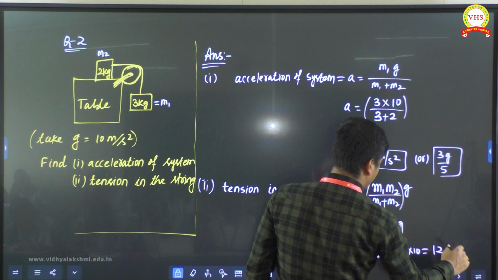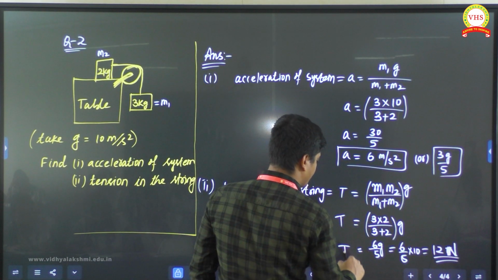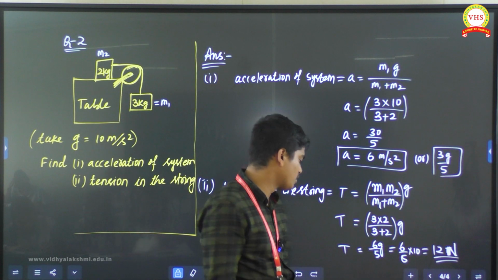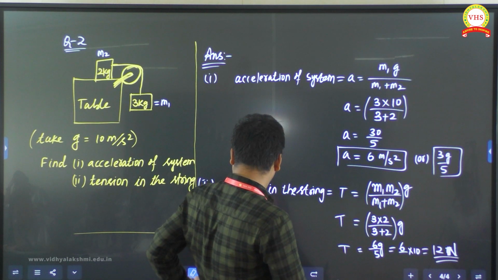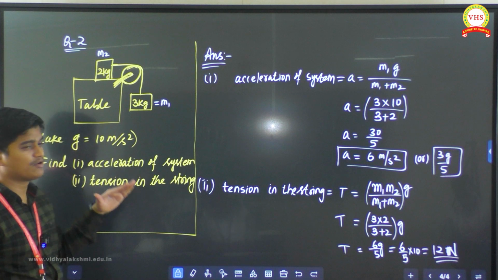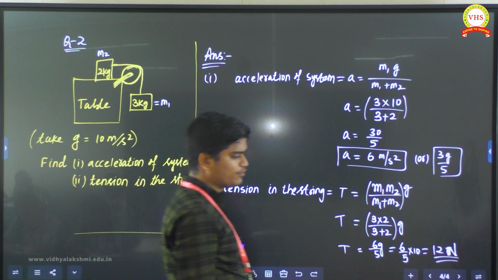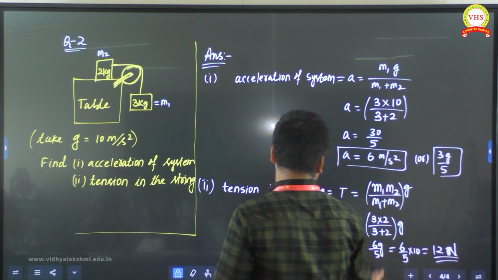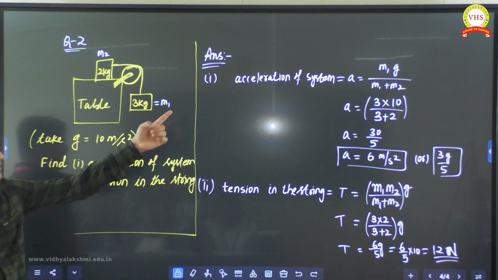So remember the unit: Newton, N. Tension is a force, either 12 Newton or 6G by 5. G value I substituted as 10. So in this way you have to solve these questions. Clear idea about these problems? Yes or no? So one homework I'll give you, try that. 3 into 2 is 6 and 3 plus 2 is 5, so 6 by 5. Clear? Remember the formula, the answer will come.